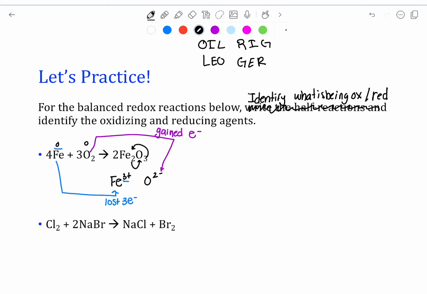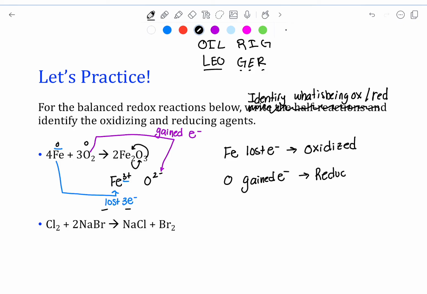So oxidation is loss, reduction is gain. Lose electrons, oxidation; gain electrons, reduction. Well, iron lost electrons, so Fe lost electrons, therefore it's being oxidized. Oxygen gained electrons, therefore gain electrons, reduction, it's being reduced.